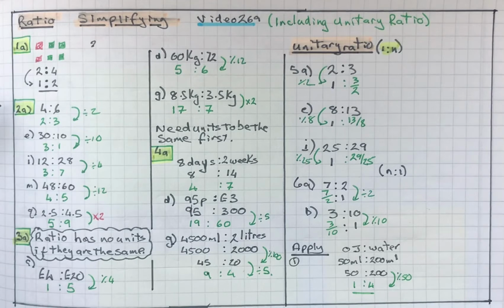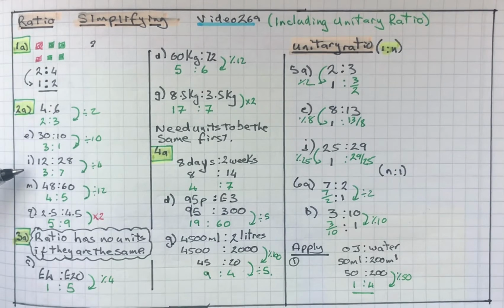If I look at 4, 6, it's split in the ratio of 4 to 6. I need to find a number that goes into both. The number that goes in is 2, half both numbers, so in its simplest form, it's 2 to 3. 30 to 10, I can divide both sides by 10 to get the ratio 3 to 1. Again, the order is important.